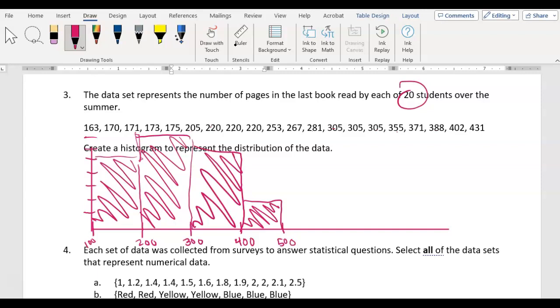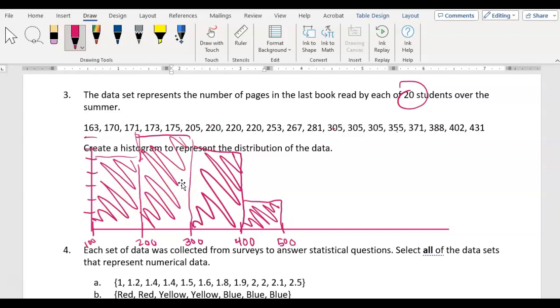It usually includes the lower number and not the higher number. So it's from 100 up to 200, from 200 up to 300. All right, in this case, none of them are evenly there, but you can get an idea.